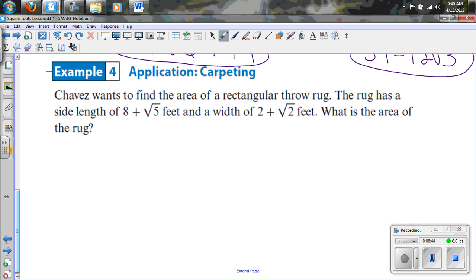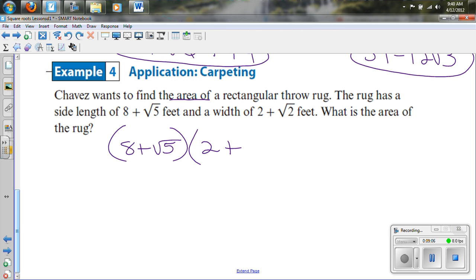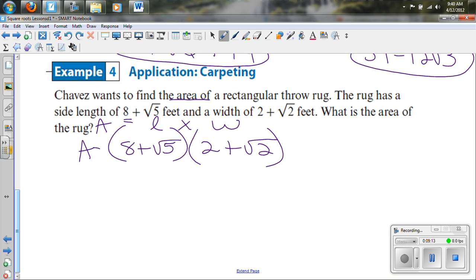Applications. If we have carpeting, it says a rug has a side length of 8 plus square root of 5 and a width of 2 plus square root of 2, and they want to find the area. Well, area is the length times the width. And so the length is 8 plus square root of 5 times 2 plus the square root of 2, which is the width. And so our area is going to be this simplified form of these two binomials multiplied together.